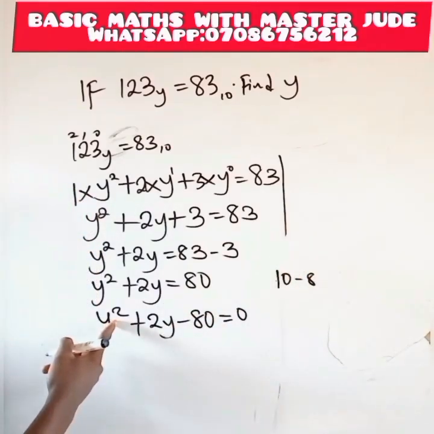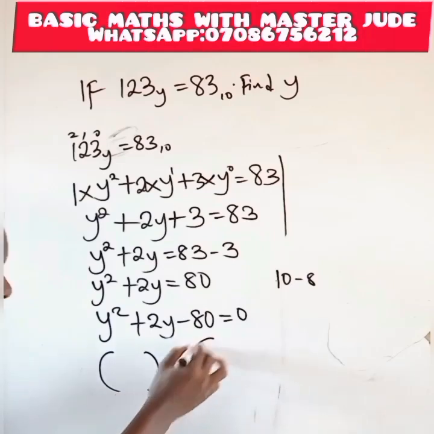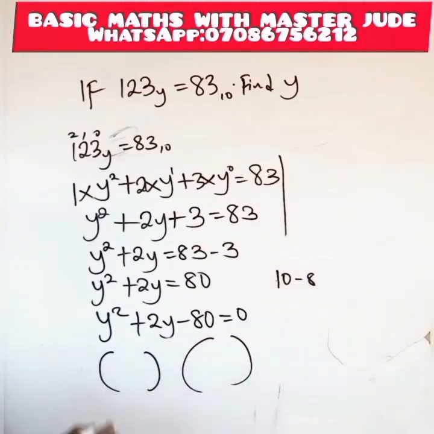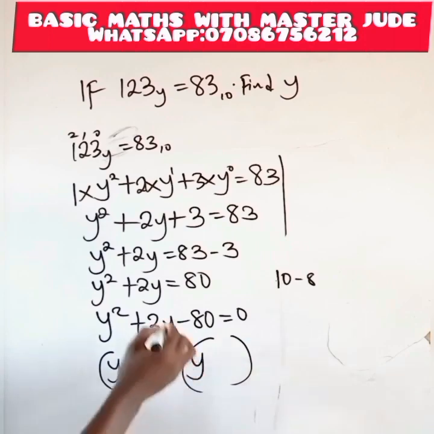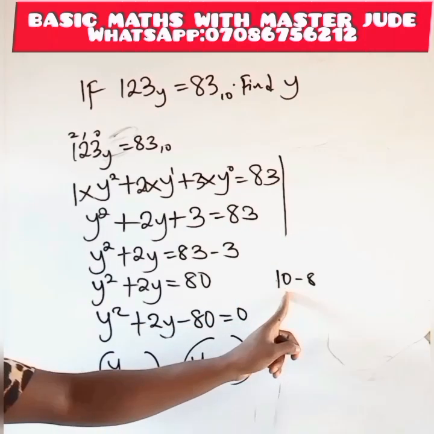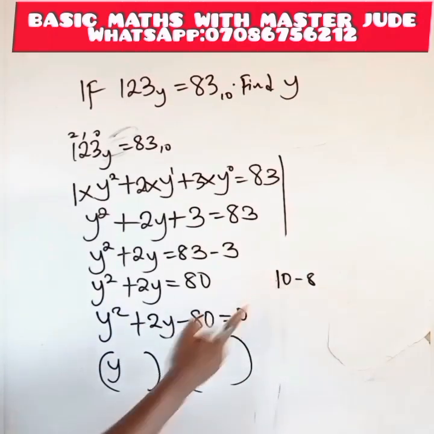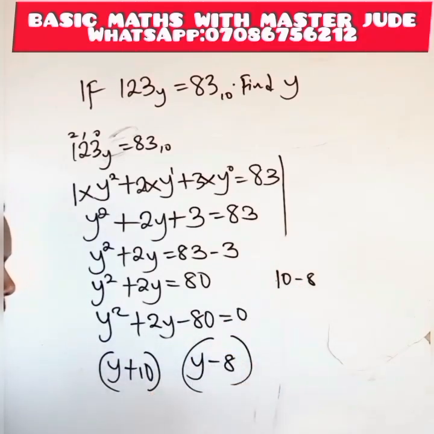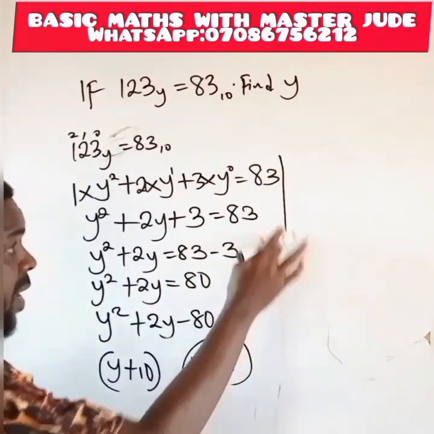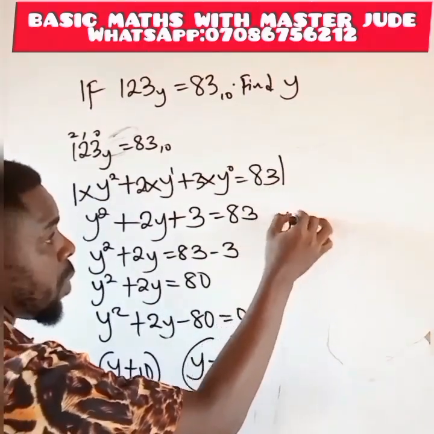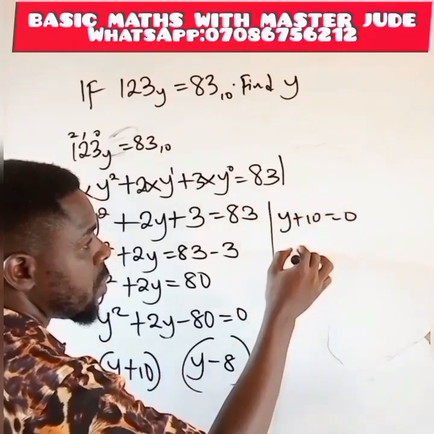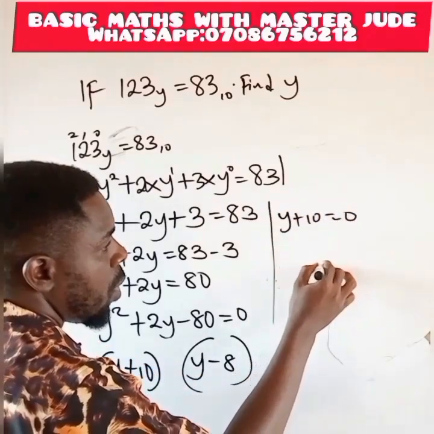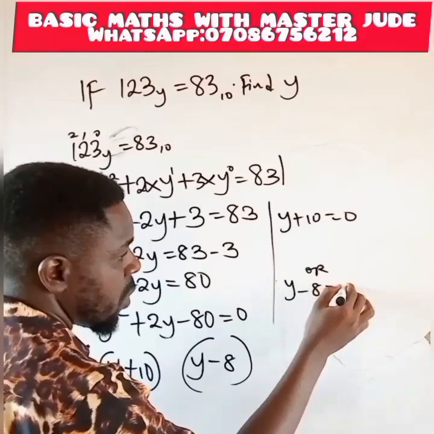Now, because this is y square, you open two brackets. You put one of the y here, one of the y here. The first thing we got here is 10, and that 10 is plus 10. So, y plus 10. Then the other one is y minus 8. Now, from our knowledge of number base involving equation, this is the same thing as y plus 10 is equal to 0, or y minus 8 is equal to 0.